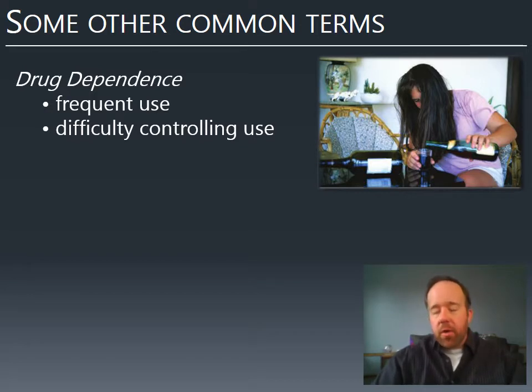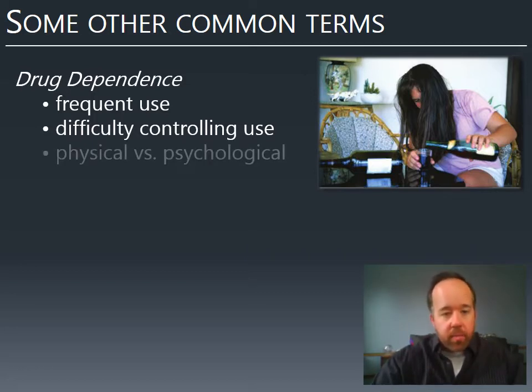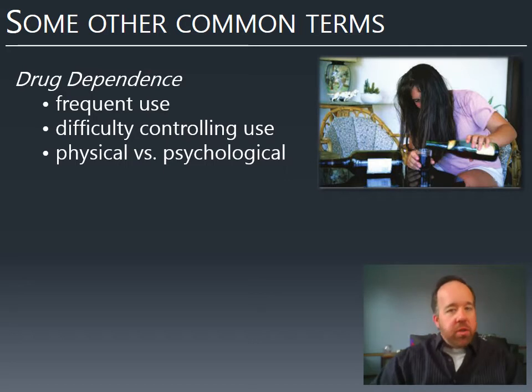In order to do this, this implies a frequent and repeated use, but builds in this additional concept of the person's life seeming to depend on using the drug. And there are two basic flavors of dependence. There's physical dependence, where there's an actual physiological reaction if the drug use is discontinued. This is often referred to as physiological dependence, and usually this is exemplified by withdrawal.